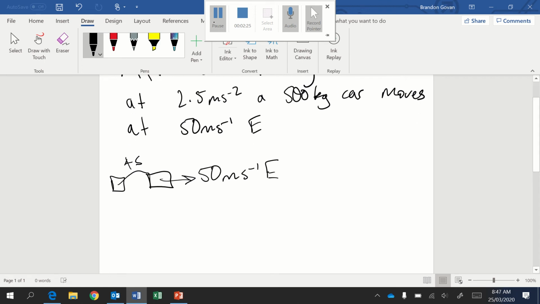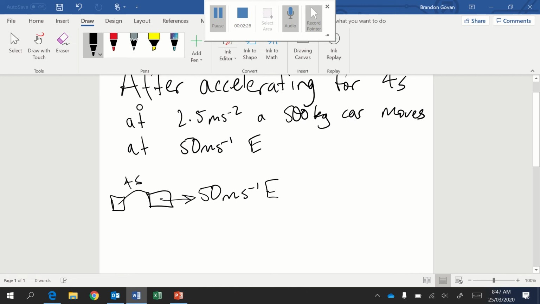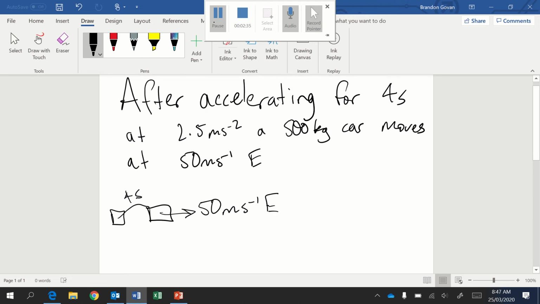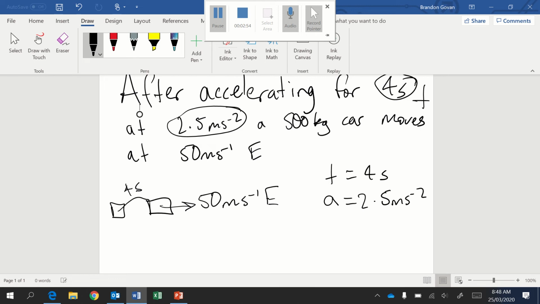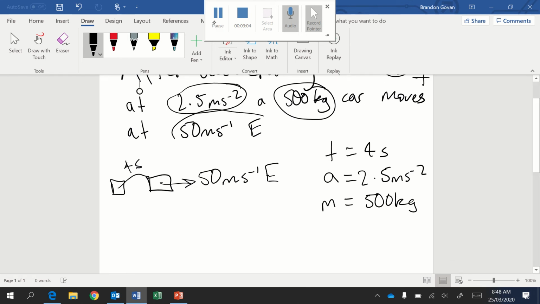Second thing we do for any physics question is we need to write a little summary of what variables we already have. So from the question, we can see that we have a time variable. So we're going to write t equals 4 seconds on this right-hand side. We don't know if we're going to use any of these variables yet. We're just doing a summary of what we already have. So we have an acceleration, a equals 2.5 meters per second squared. We have a mass, so we're just going to write m equals 500 kilograms. And as we said, we have a final velocity v of 50 meters per second east.